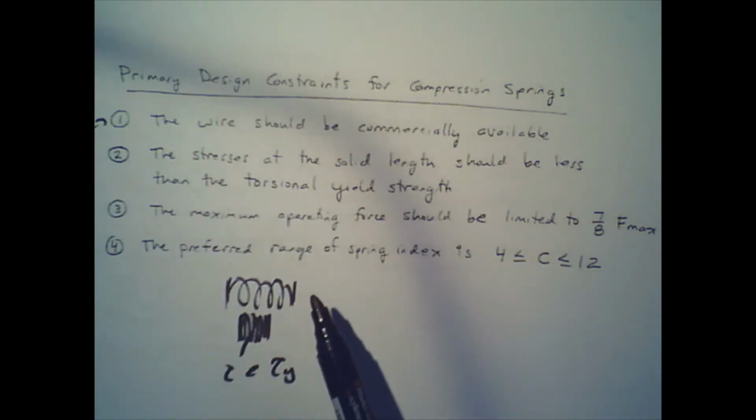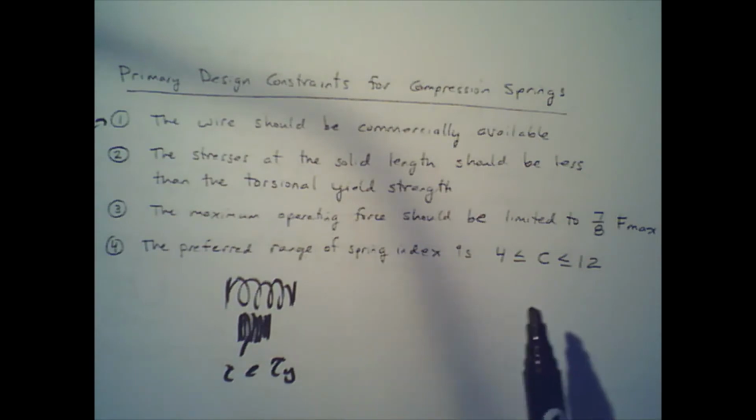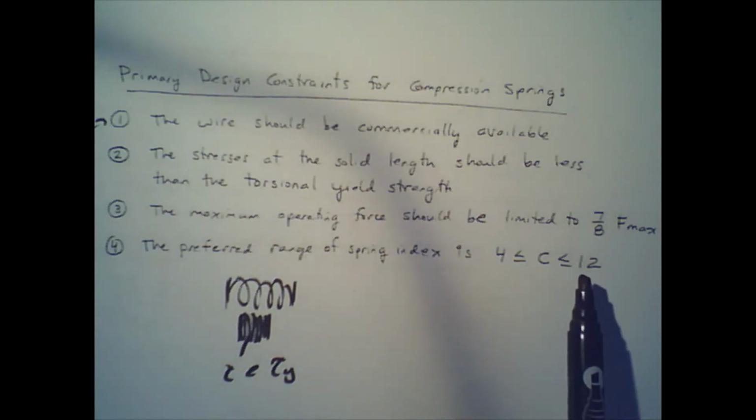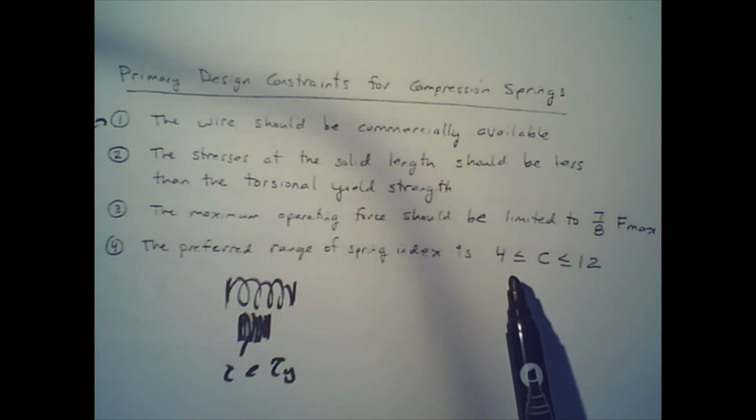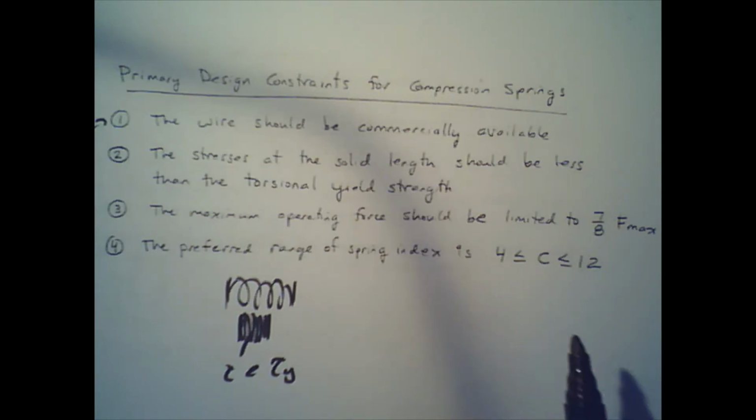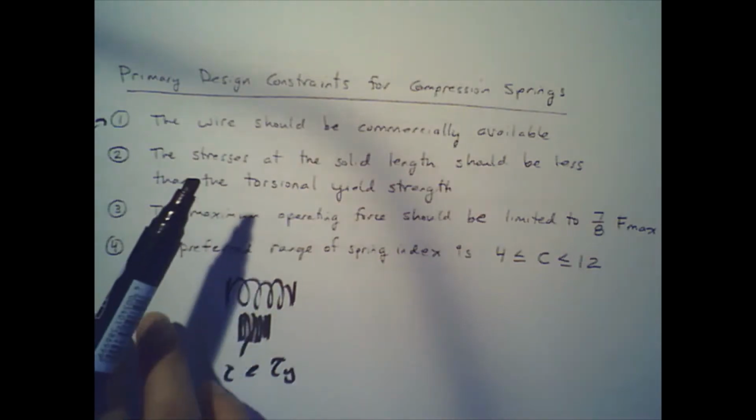And it is preferred that the range of the spring index be between 4 and 12, and we said the index was equal to D over small d. You can look that up also in the previous equations that I provided for you guys. All right, so now we can.